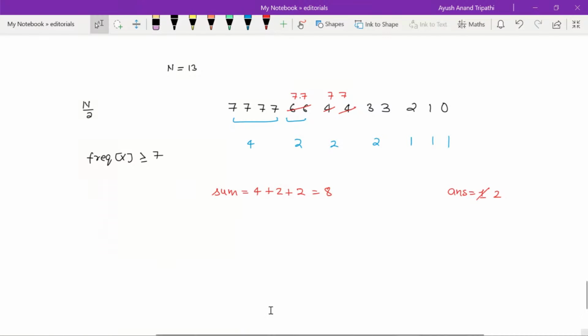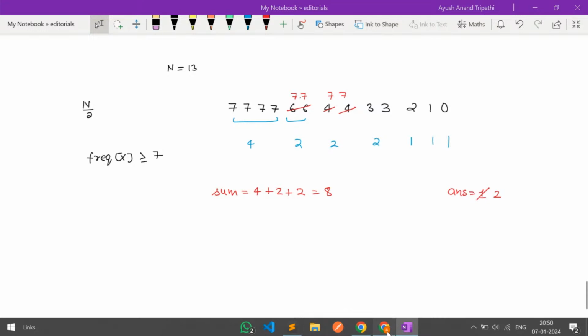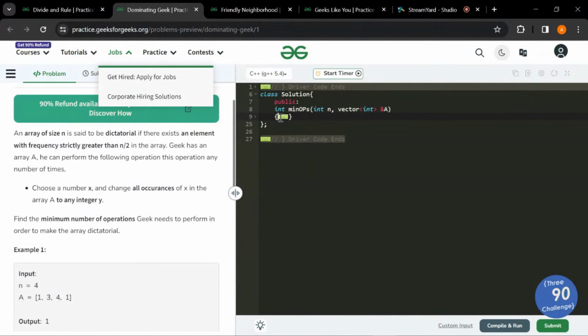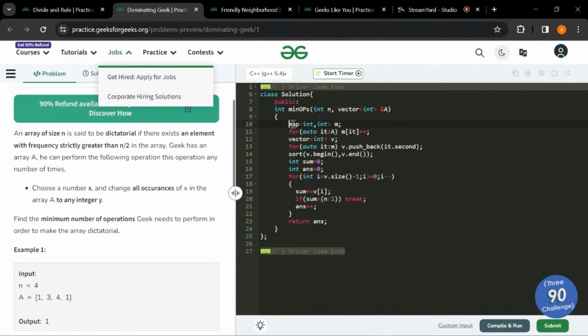Right, so I guess there is not much explanation required for this problem. So let me just quickly show you the implementation. Here we have a map, then updating the frequency of all the elements of A, then creating a frequency vector, and in this frequency vector I'm only storing the frequency of unique elements, right? Because we are only interested in frequency, not the values of the elements.